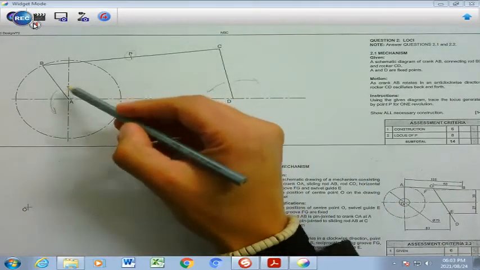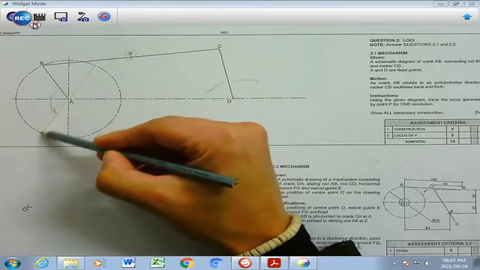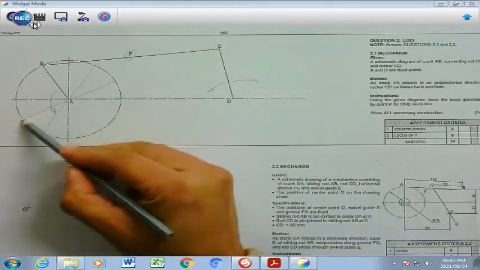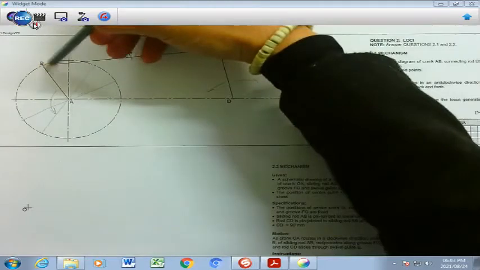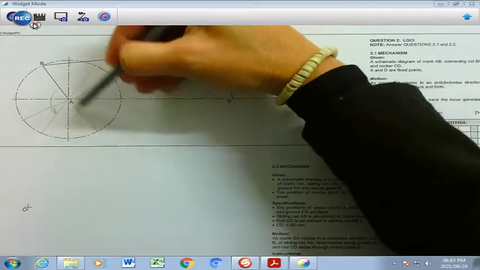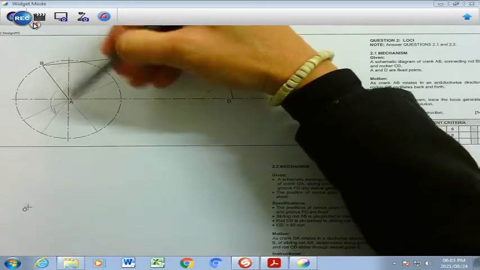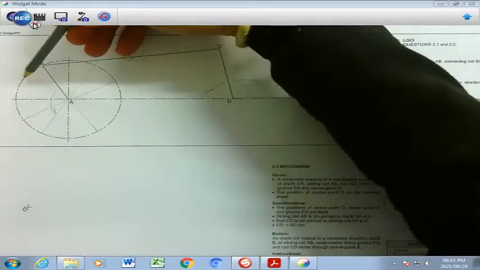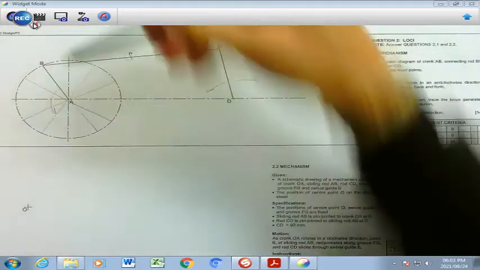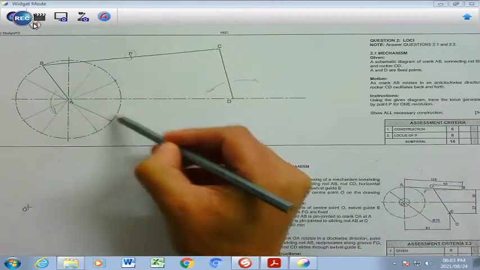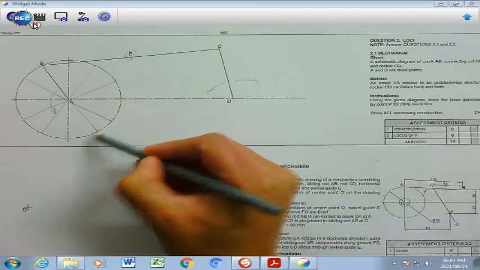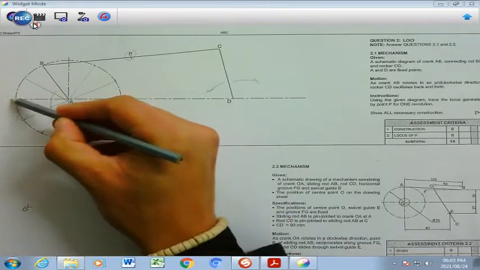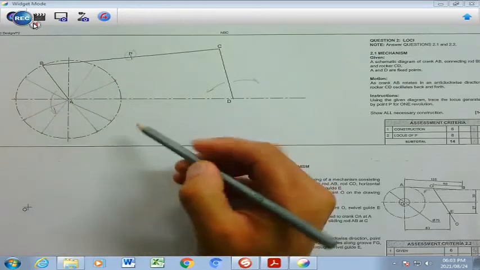So step 1, you are going to divide this into your 12 parts using your 60 and your 30. You already see that the rod AB is already situated on one of the parts. And then of course you have the different points on the circumference of your phantom line.